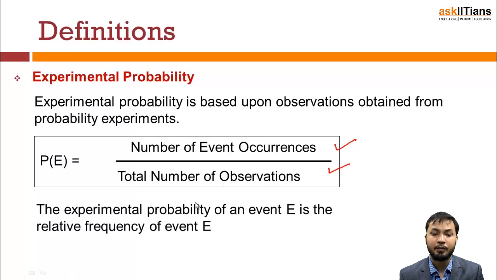The experimental probability of an event E is the relative frequency of the event. Relative frequency means different experiments are done and the cumulative is taken. So the relative frequency at which the experiment is conducted and the observations is explained by the number of event occurrences by the total number of observations.